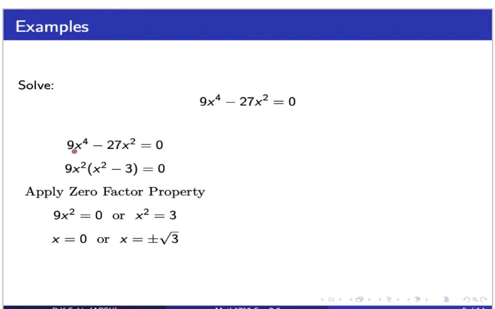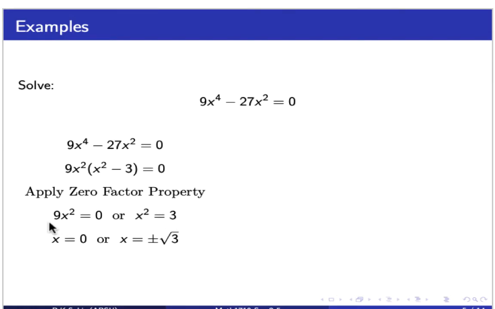Looking at the common factors, 9 is common between 9 and 27, so 9 comes out. Between the variables x to the power 4 and x squared, x squared is common. So 9x squared is taken out, and inside the parentheses you have x squared minus 3. We can apply the zero factor property to solve this problem. We have 9x squared equals 0 or x squared minus 3 equals 0, which means x squared is 3.